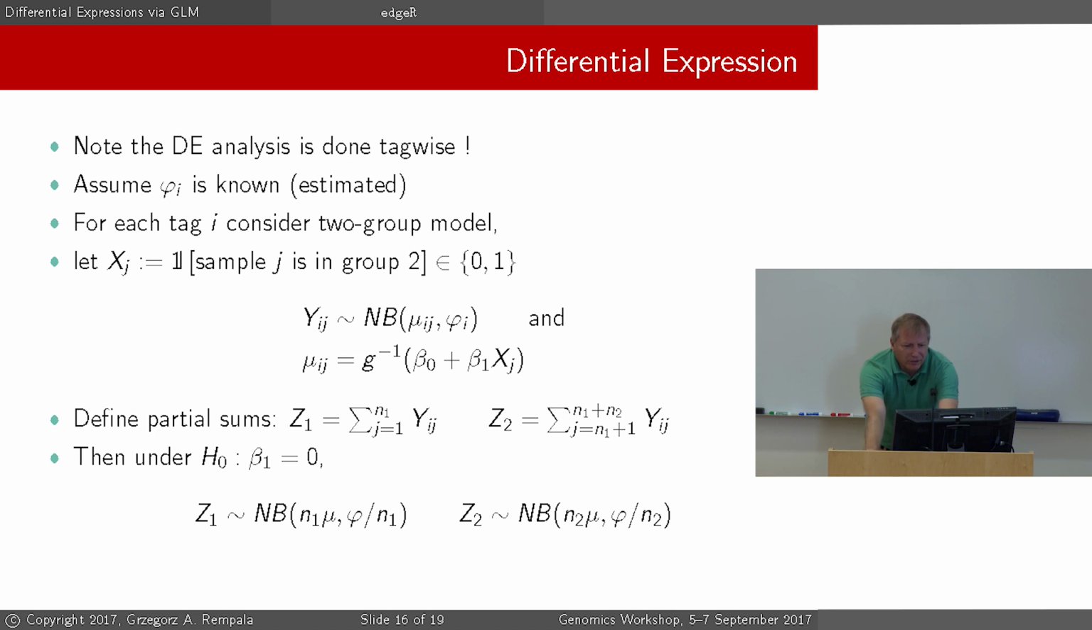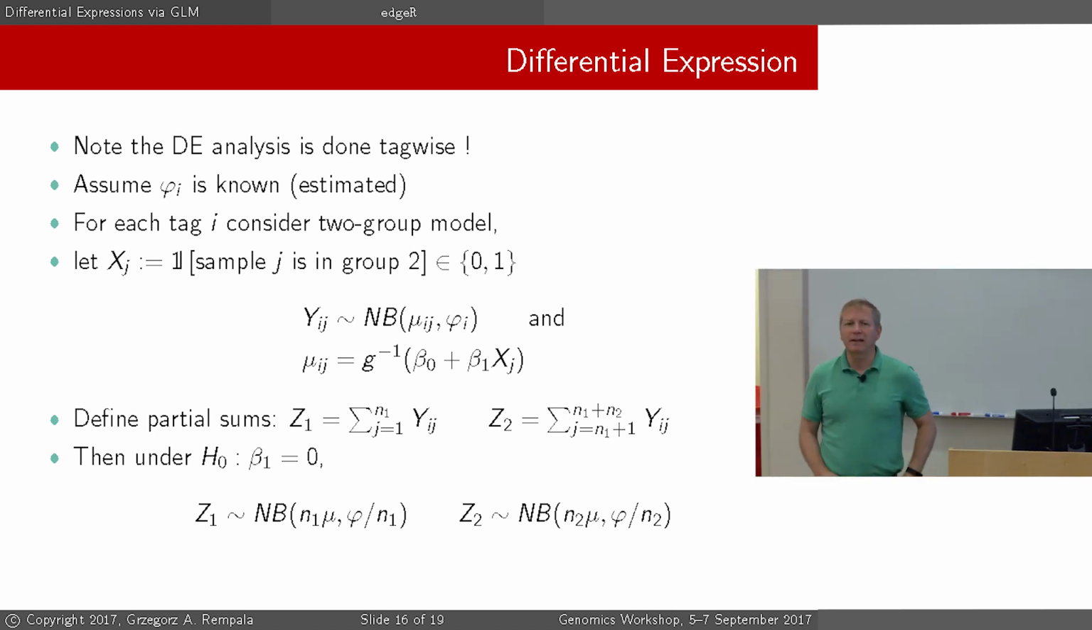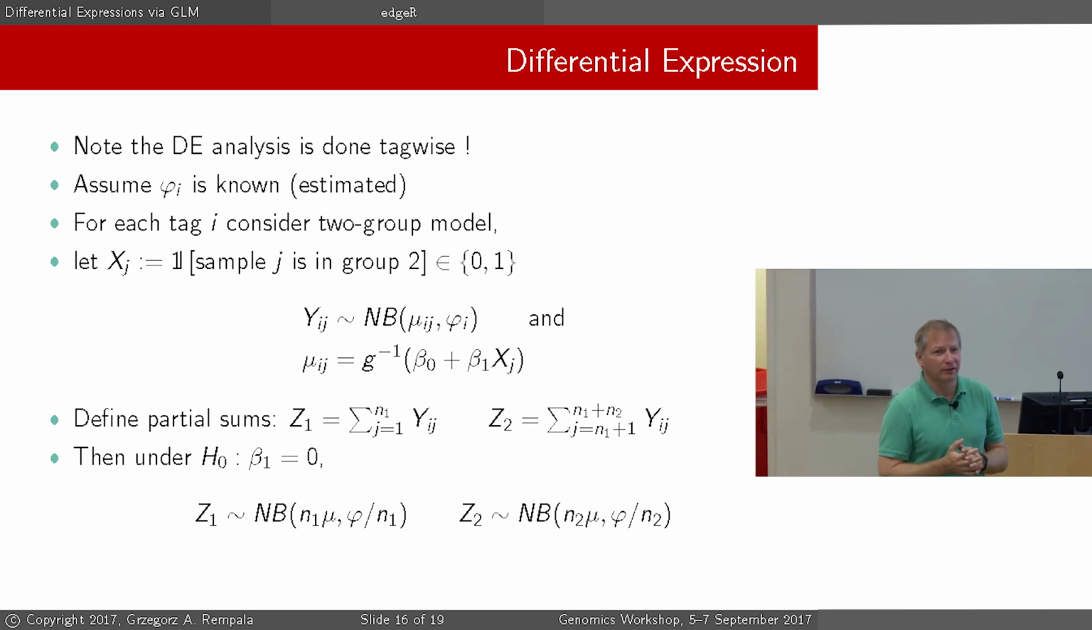Okay, so the way in which this is done is I'm basically looking at these partial sums, Z1 and Z2. They're calculated on the basis of one group and the other group, so they are both negative binomials, according to what I just told you earlier. And then I am doing the usual thing that statisticians do. I will make an assumption. I will test the hypothesis.